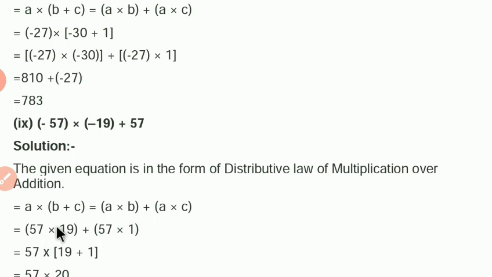So you can see that it is given in the form of A into B plus A into C. Here you can see that two signs are given, minus and minus. So minus into minus plus. So that's why we have written it here as positive. 57 into 19 plus 57 into 1. Because we have to make the value of A equal here. So that's why we have multiplied before only. So you can see that now value of A is plus 57.